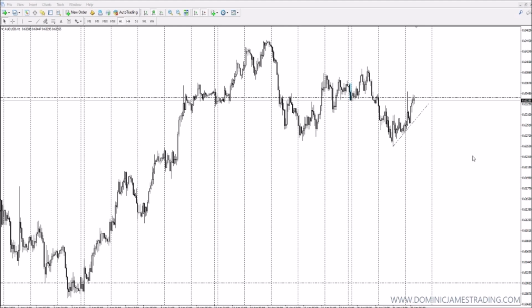So recap, just watching this structure into Monday's low, waiting for a breakdown, see if we can get involved with that.